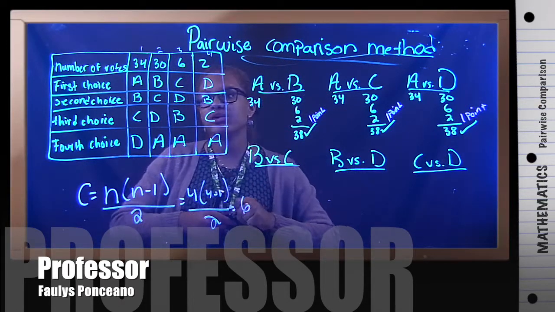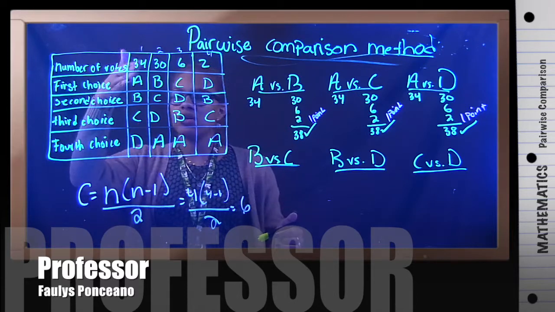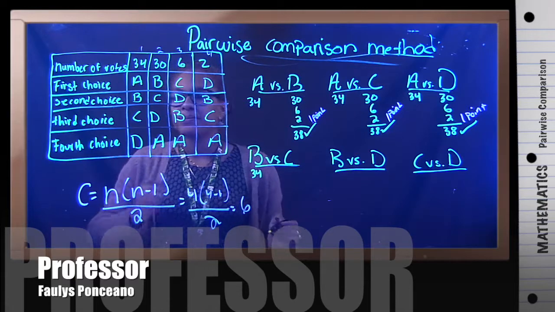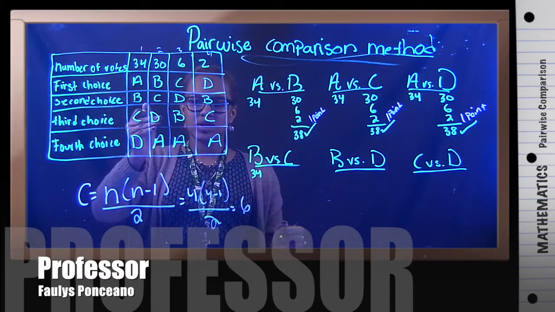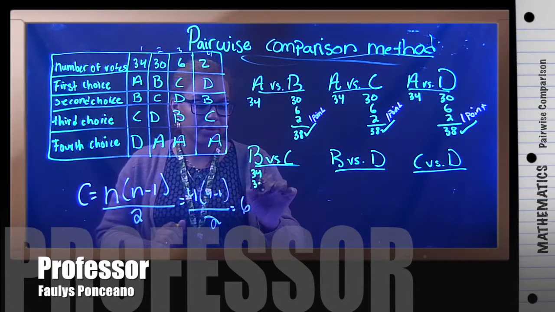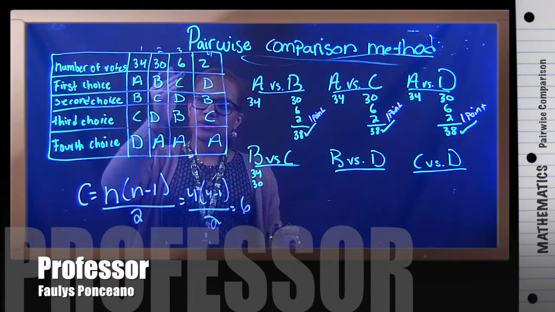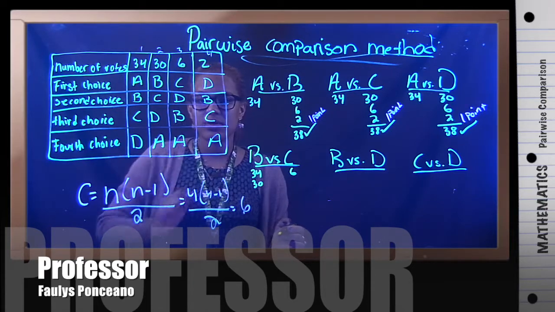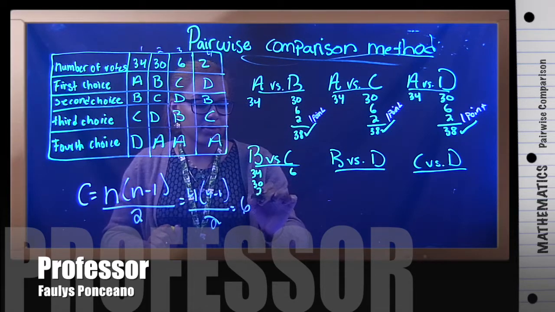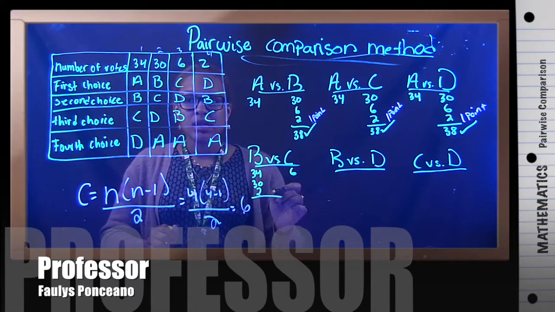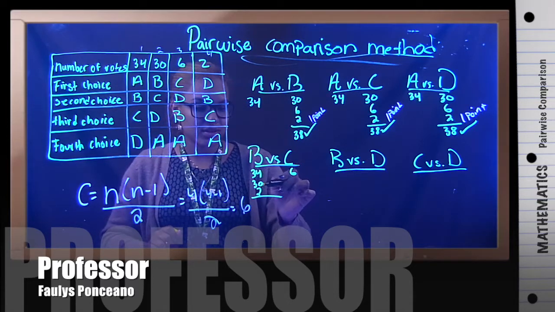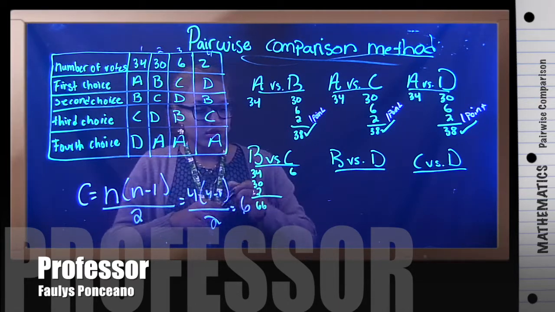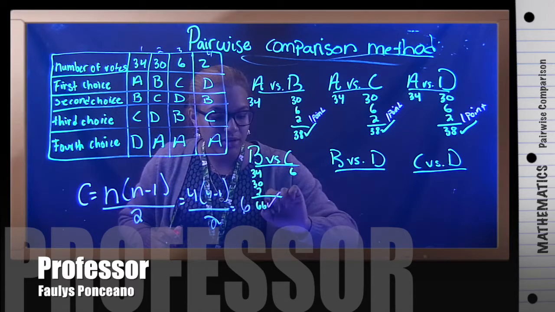Now we're going to do B versus C. First column, who wins? B. So B receives 34 points. Second column, B and C. B wins 30. Third column, C wins 6 points. Fourth column, B wins, so 2 points. So you add that, and that is 66. And that's just 6. So B wins in this case and receives 1 point.